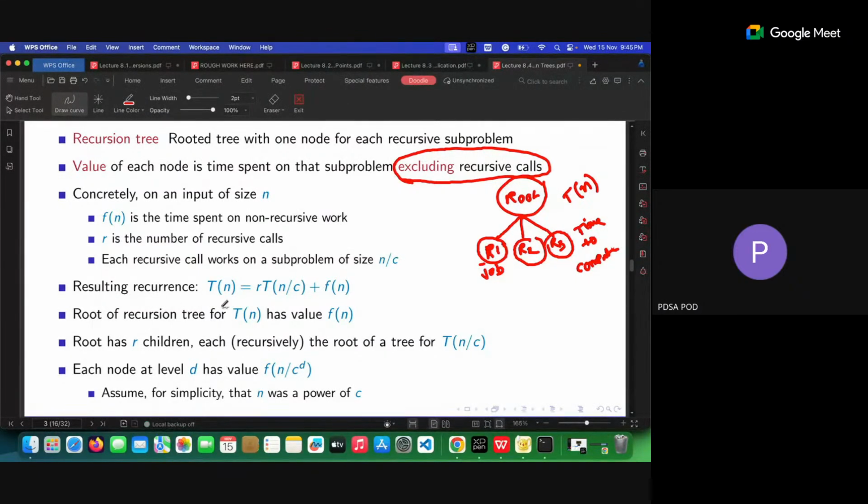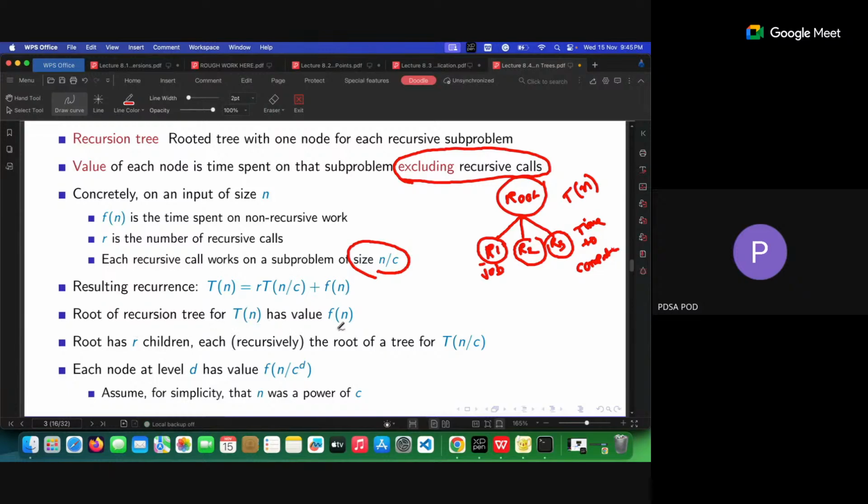The resulting recurrence is simple. The time spent for each recursion call is n by c plus f of n. Each recursive call has a problem size of n by c only, since it is divide and conquer that you are applying.